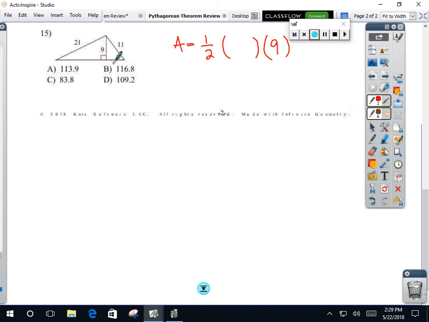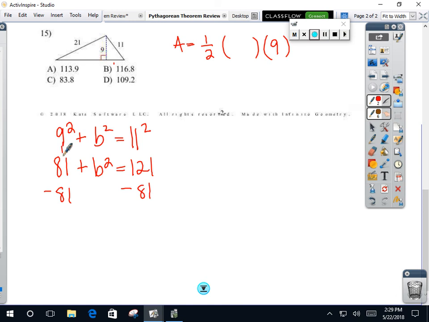So let's start with the smaller triangle on the right. What is its A value? 9. Its base, its B value is unknown. That's what we're trying to figure out. And its C value is, that becomes 81 plus B squared equals 121. Now what do we do? And so now B squared equals, and now to solve for B, what do we do? And so B equals the square root of 40. So this little part of the base is the square root of 40.